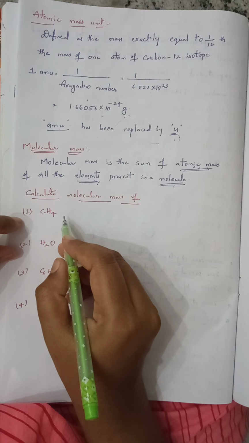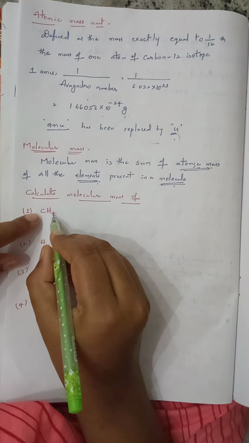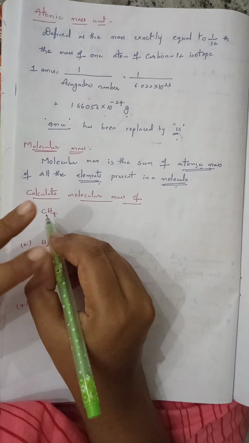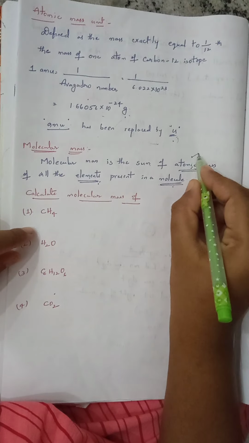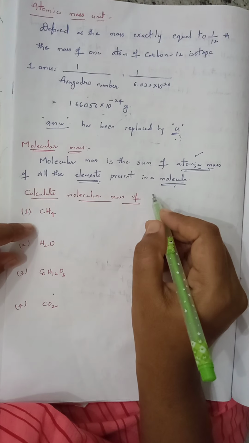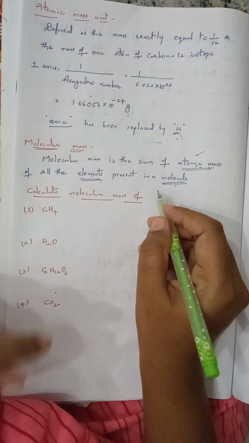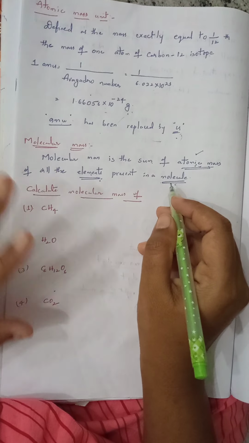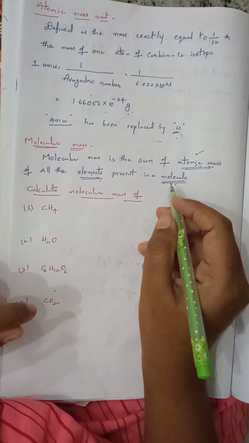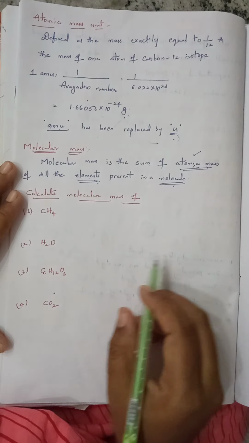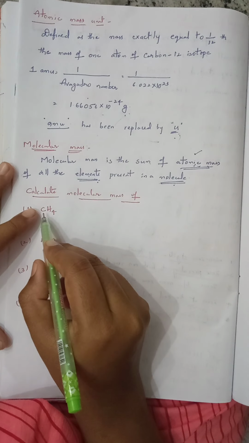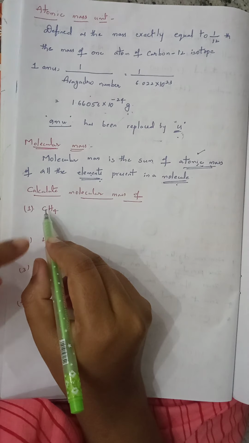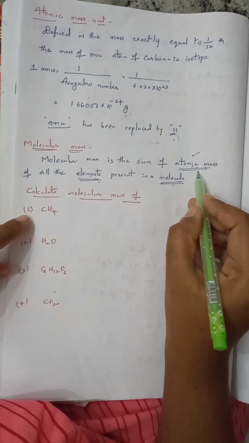First, say what elements are present. In CH4, which is methane, there are two elements, carbon and hydrogen. First we find their atomic masses. Atomic mass is almost double the atomic number, but this is not applicable for all atoms. If you take carbon, the atomic number is 6. When you double it, it becomes 12. That will be the atomic mass.